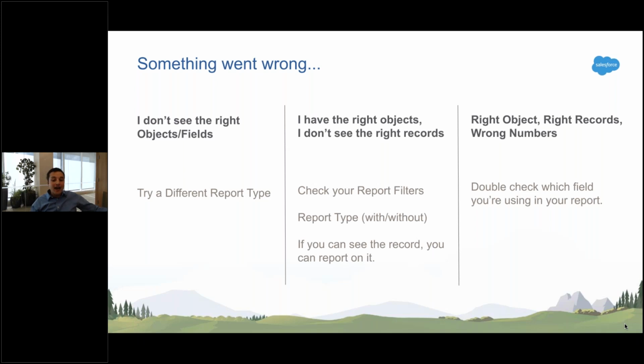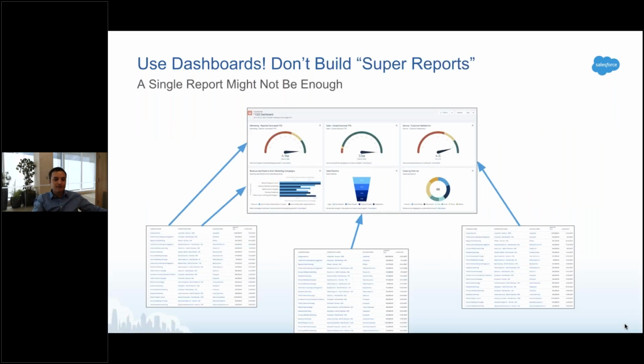And then, you've got the right object, you've got the right records, but the numbers are looking wrong. You have to make sure you're looking at the right amount field. So you might have the opportunity amount field or the product amount field or something like that. A lot of times you might have fields that have the same name, like type. You might have an account type, opportunity type, product type, and you might be picking the wrong type field. So you just got to double check. Those are most likely 80% of your reporting problems right there.